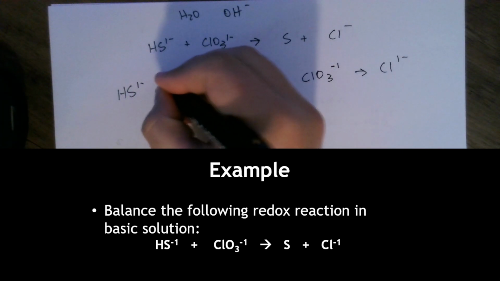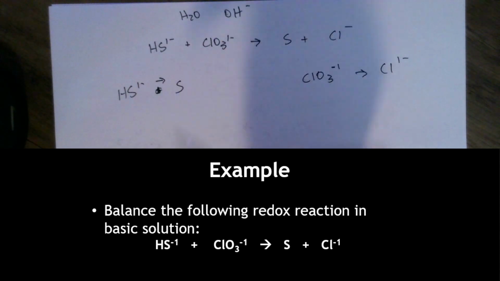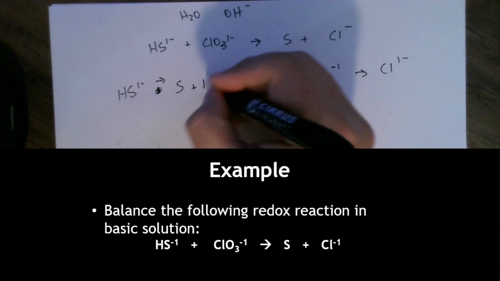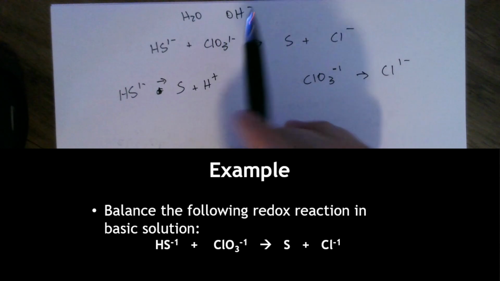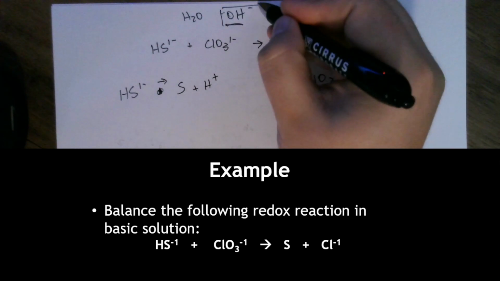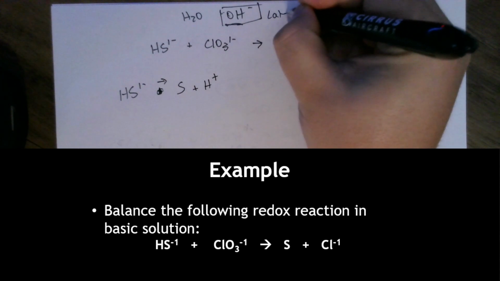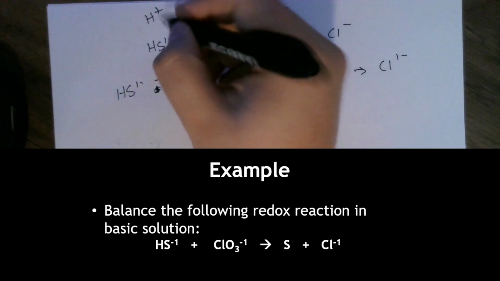All right. S's are good. I have 1 S on each side. So let's move to H's. Well, I need to add an H plus to balance that out. Now I know I just said we have OH minuses floating around. But to do this, we're actually not going to start with that. We're going to do this step later. We're going to treat this just like an acidic one until we get there.